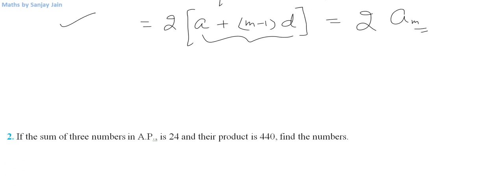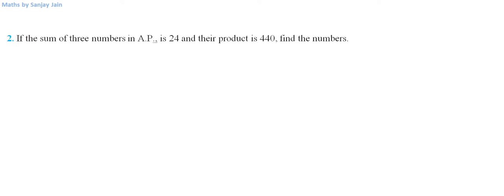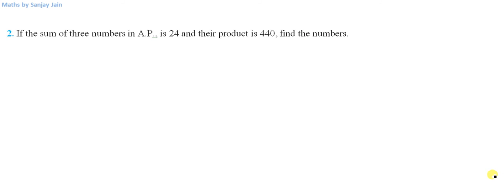right? If the sum of three numbers in AP is 24 and their product is 440, find the numbers. We have already spoken about these kind of cases where I need to take three numbers of an AP and sum of an AP is given, right? So I will assume these numbers to be a minus d, a and a plus d. Okay, let these are the numbers.